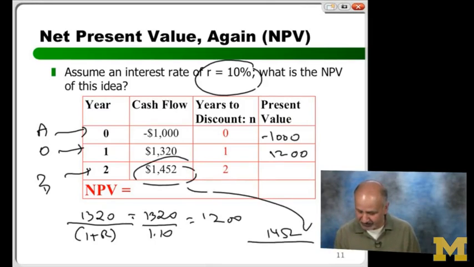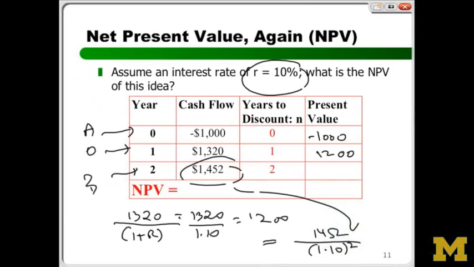take 1452 divided by 1.1 squared, which turns out to be 1.21. If you do this, I believe you get 1200 again. I set up the problem so that I can get round numbers and so on. So what is the NPV? 2400 minus 1000, right? So 200 was the first period's value creation, and so it's 1400.